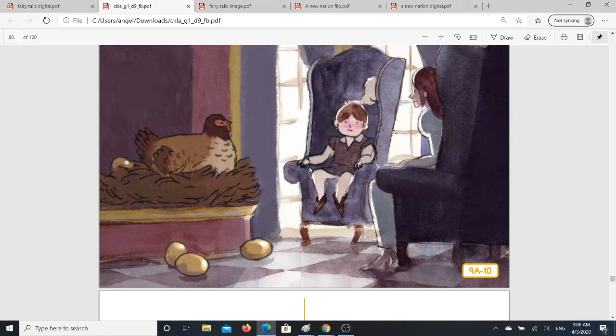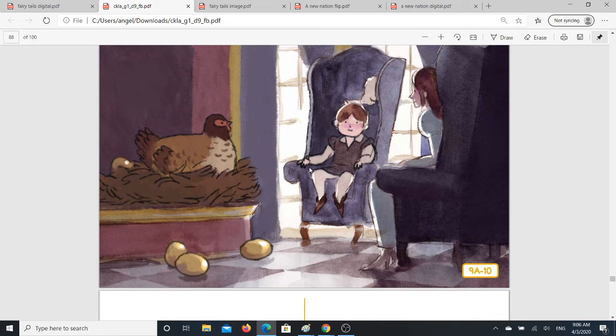So, what treasures did Jack take from the giant the second time he went? He took the hen that laid the golden eggs and the harp that sings, right?